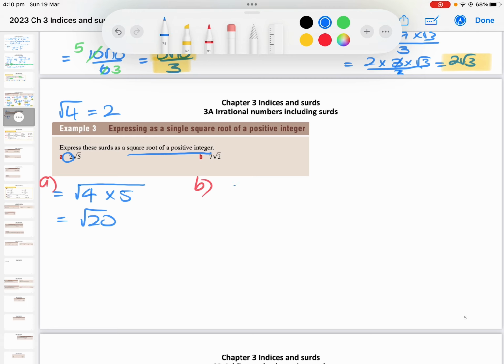So when we get to 7 root 2, when the 7 goes under the square root, it becomes 49, because 7 squared is 49, times 2. So that's the same as the square root of 98. So that's all of 3A now that you can finish.